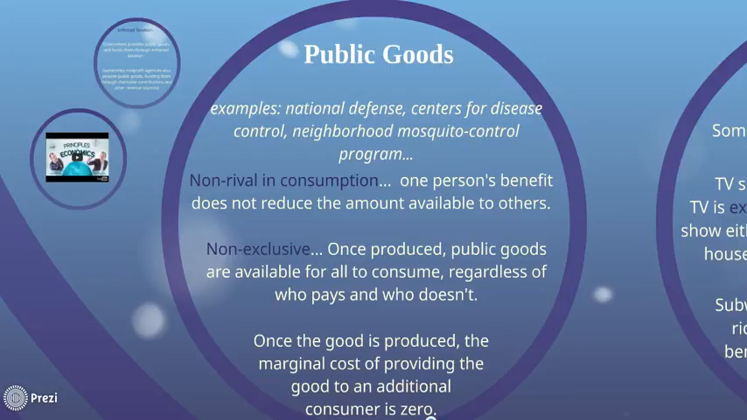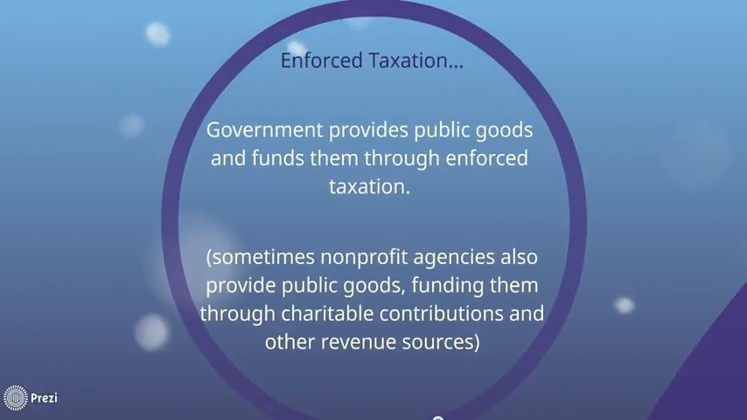Also, I want to talk about free riders. Actually, that'll be right up here. Government provides public goods and funds them through enforced taxation. Anybody who's working has to pay taxes. Even though at the end of the chapter we're going to learn that if you don't make a certain amount of money, you don't have to pay taxes, but that is another subject. Sometimes nonprofit agencies also provide public goods, funding them through charitable contributions and other revenue sources. But what's not on the slide that I want to bring up is free riders.